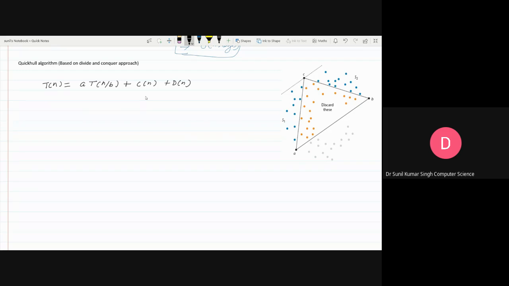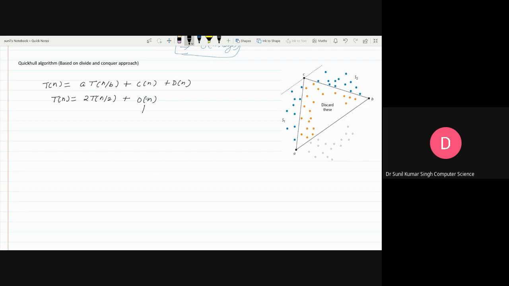C(n) plus D(n). So C(n) is the cost of combining, and D(n) is the cost of dividing, right? And if we write this for the quicksort algorithm, then we write it like T(n) is equal to 2T(n/2) plus something, you know, C(n), or maybe we can say that order of n.